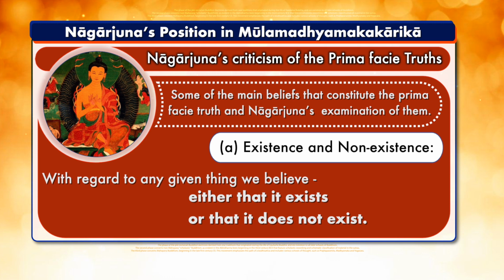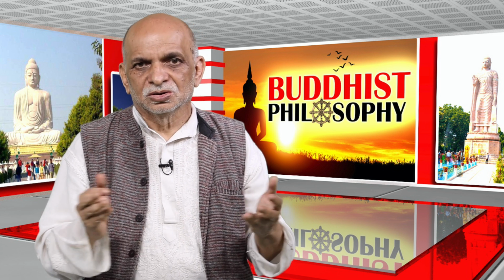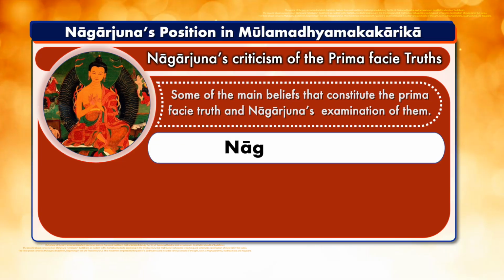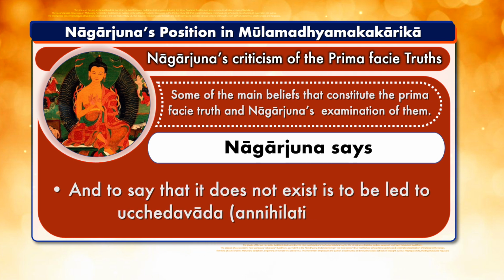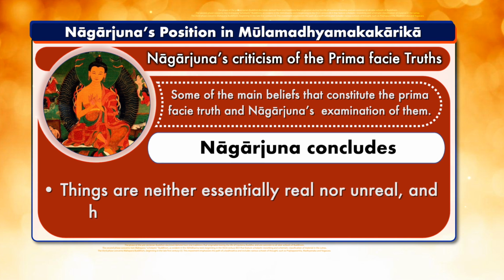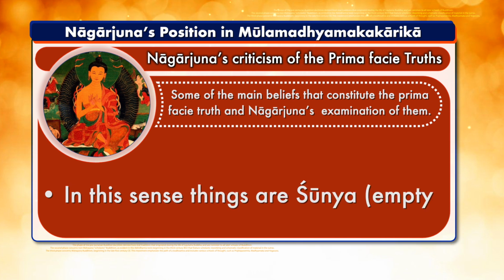As a part of our common sense view of the world, we believe that there are many things in the world that exist, asti, and there are many other things that do not exist, nasti. Or rather, with regard to any given thing, that is bhava or dharma, we believe either that it exists or it does not exist. Against this, Nāgārjuna says that to say that the given thing exists is to be led to Shashvatavad, that is eternalism, and to say that it does not exist is to be led to Uchchedavad, annihilationism. Nāgārjuna concludes that things are neither essentially real nor unreal and hence are essenceless, nisvabhav. It is in this sense that Nāgārjuna uses the word shunyata, that is emptiness.